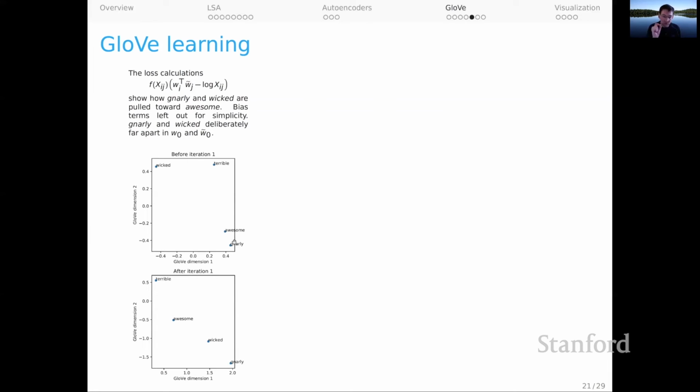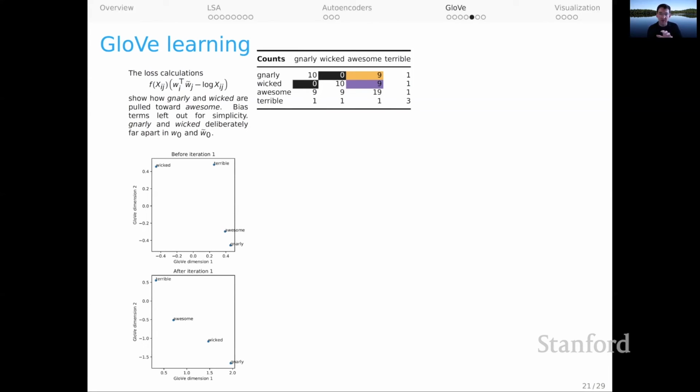What you'll see is that after just one iteration of the model, wicked and gnarly have been pulled toward awesome. And that's just the kind of effect that we wanted. That's the sense in which GloVe can capture these higher order notions of co-occurrence. And just in a little more detail, you might want to study this on your own, but the high level overview of exactly how that learning happens proceeds as follows. We start from these counts up here. And the crucial assumption I'm making is that wicked and gnarly never co-occur, but they occur a lot with awesome. And awesome will be kind of the gravitational pull that makes gnarly and wicked look similar.